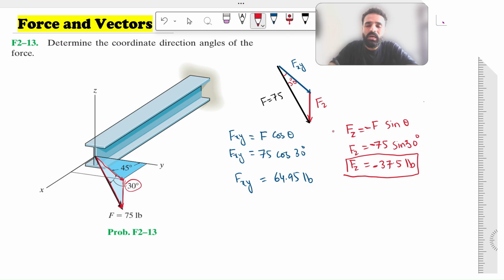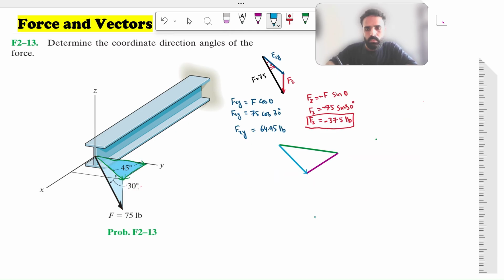What we need to determine is the value of Fx and Fy separately. So now I will be finding the value of Fx and Fy using only this second triangle. I will draw the second triangle here, and then find the values of Fx and Fy. You can see that I have drawn this triangle. This side is Fxy, whose value we found here, which is 64.95 pound.